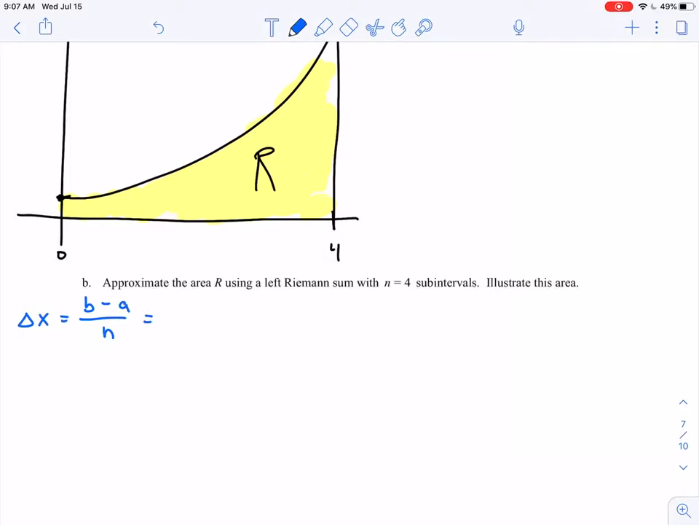So our interval we said was 0, 4. So I want 4 minus 0 divided by n, which is 4 subintervals. This is 4 over 4, which is 1. How convenient.